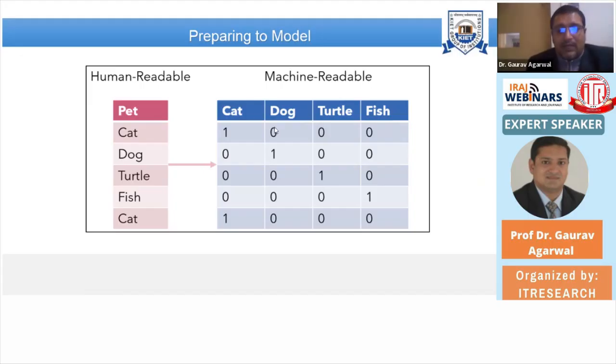Let us have an example of it. We have a human readable file containing pets, and these pets are cat, dog, turtle, fish, and cat. But we cannot save this file exactly into a machine readable format. To save the file into a machine readable format, we put all the different categories, cat, dog, turtle, fish, as the columns, and where the particular pet belongs, we put 1, and the rest of the column values will be 0. When it is a dog, the dog will be in the second column, so I put 1 there, and the rest will be 0.